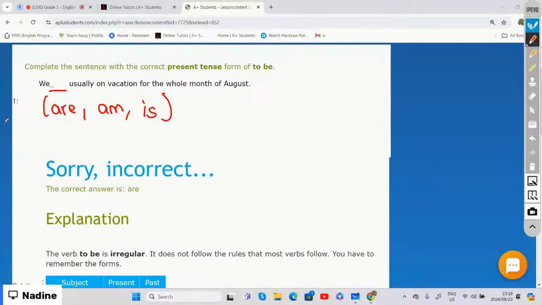So do we say we are, we am, or we is usually on vacation for the whole month of August? We need to choose the correct form of to be to complete the sentence with the correct present tense.